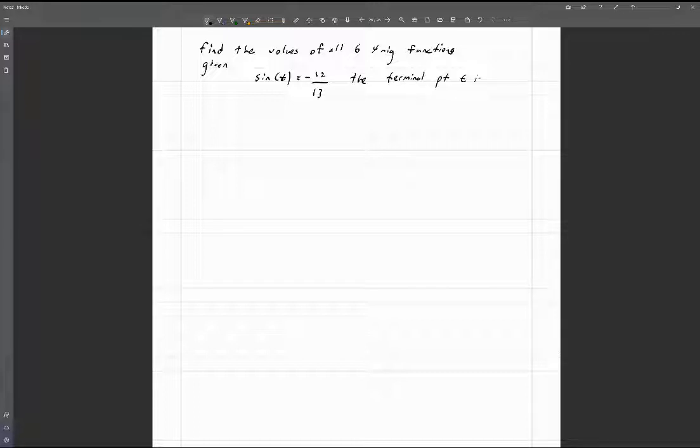Good morning, guys. I want to take a look at a problem like this. Find the values of the other trig functions given that sine of an angle is negative 12 over 13, and the terminal point T is in Q4.